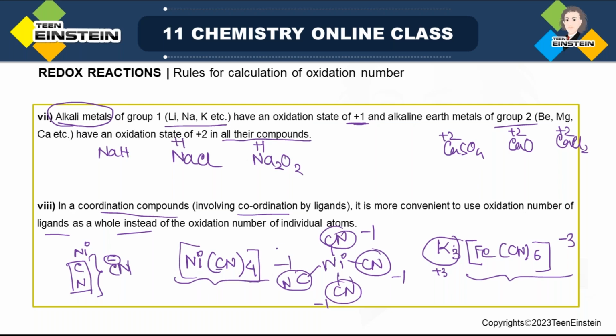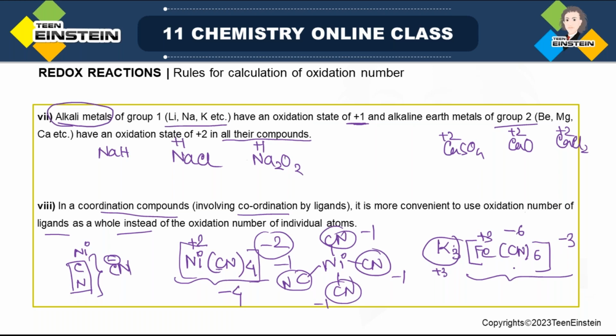Sorry, I forgot to mention, the overall charge is -2. So each will contribute -1 charge. That means the total negative charge is -4, and the overall charge is -2, so nickel is +2. Similarly, here there are total 6 cyano ligands. That means total negative charge is -6. Outside charge is -3, so this iron is +3. So remember, for coordination compounds, it is slightly different.